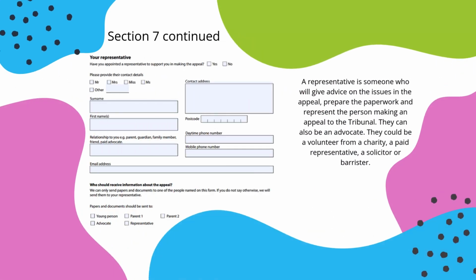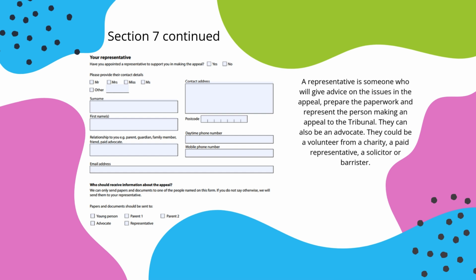If there is an advocate supporting, then their details should be added in this section. The next part of Section 7 asks if there is a representative supporting with the appeal. A representative is defined as someone who will give advice on the issues in the appeal, prepare the paperwork and represent the person making an appeal to the tribunal. They can also be an advocate. They could be a volunteer from a charity, a paid representative, a solicitor, or barrister.